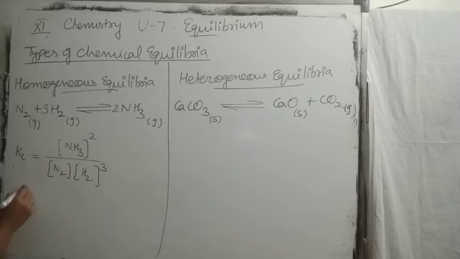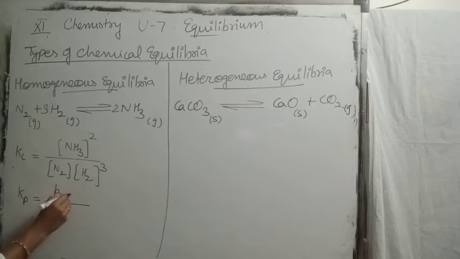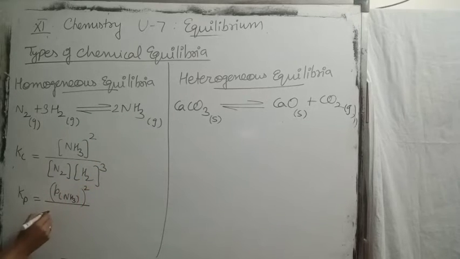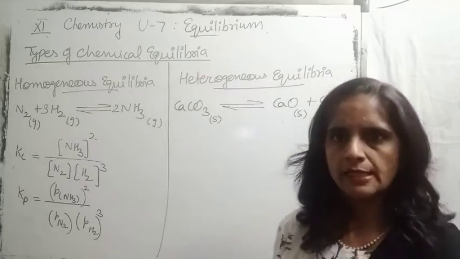Similarly, we can express Kp, that is in terms of pressure. So in this case, we take the ratio of pressure of products to that of reactants. Pressure of product, that is ammonia, raised to the power 2, divided by pressure of nitrogen multiplied by pressure of hydrogen raised to the power 3. So this is the way to write the expression for Kp and Kc.